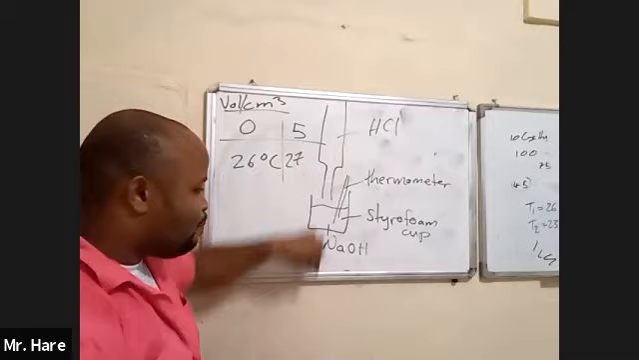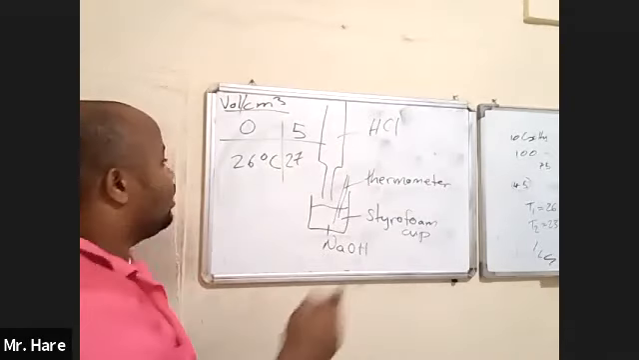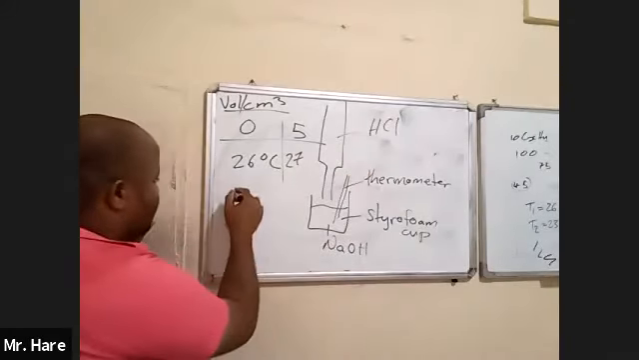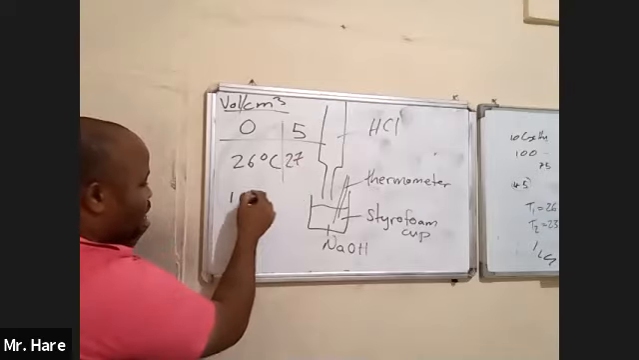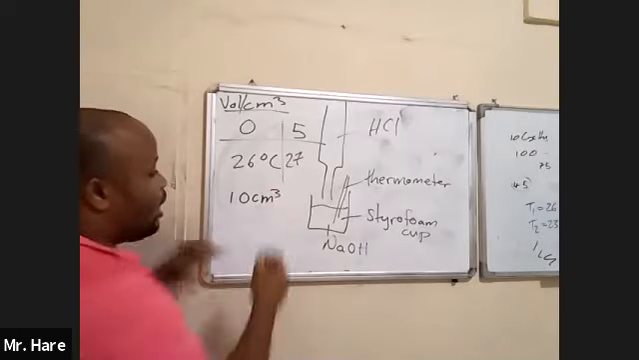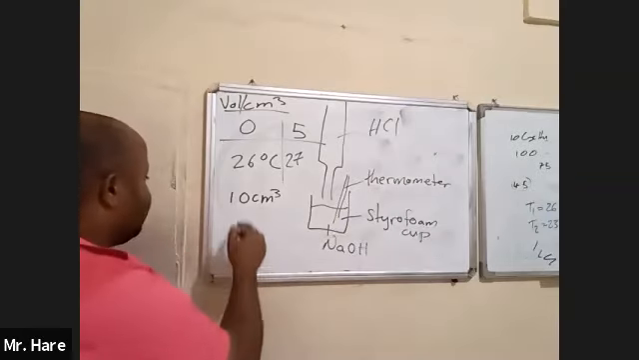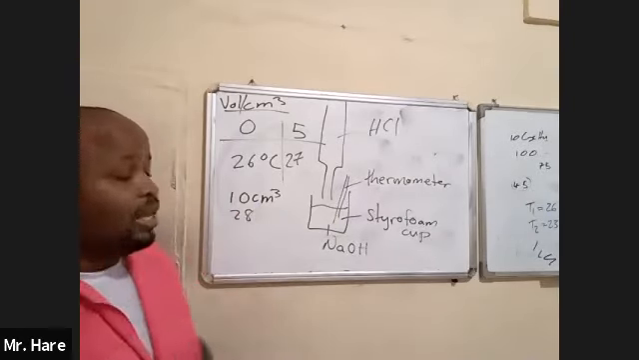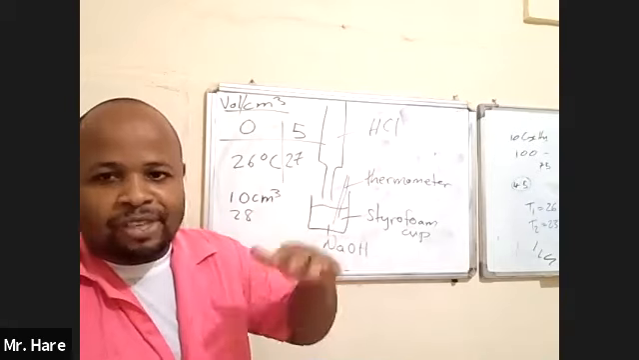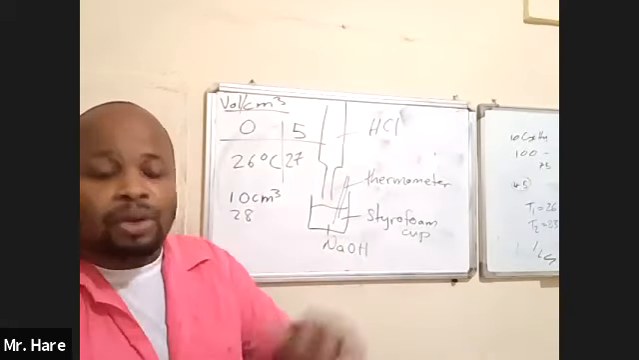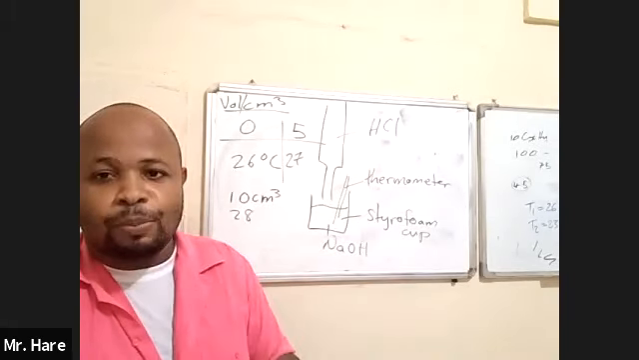You add 5 more again and stir. Let us say, so when you add 5 more, that would have been 10 cm cube, and you measure the temperature again. Let us say it goes to 28. And you will keep on adding 5 cm cube. All right? If you want to add 1 cm cube, it's up to you.